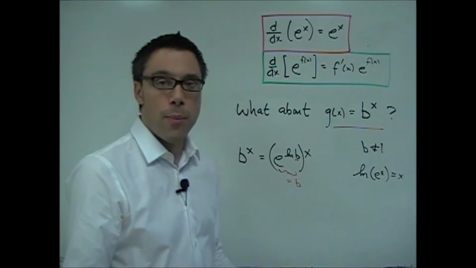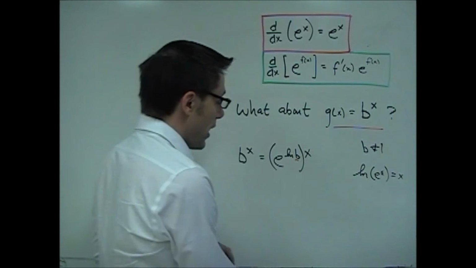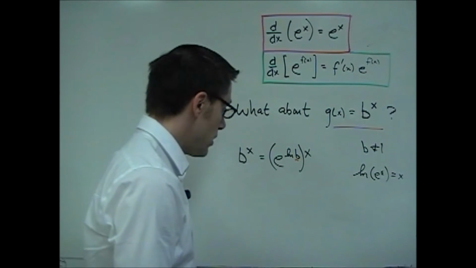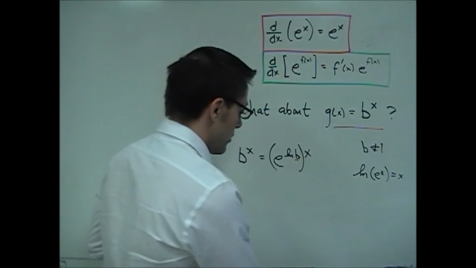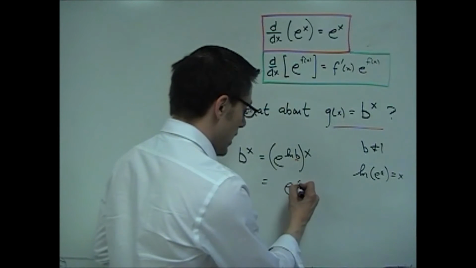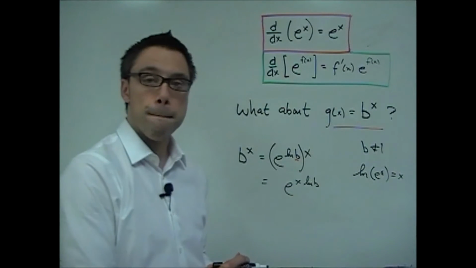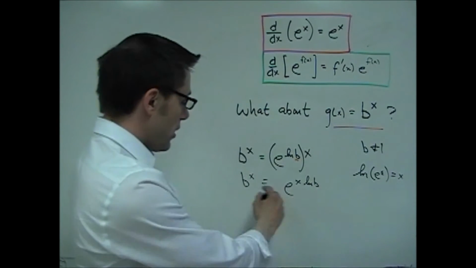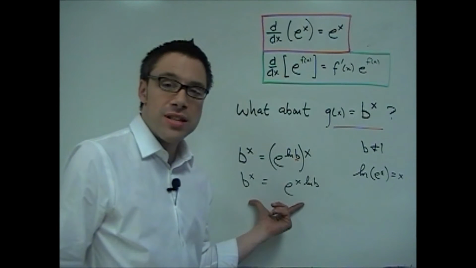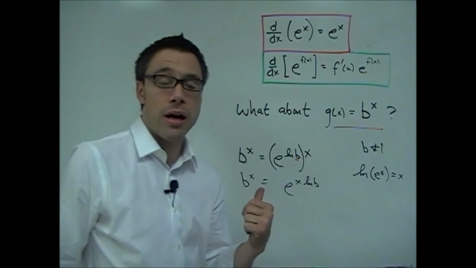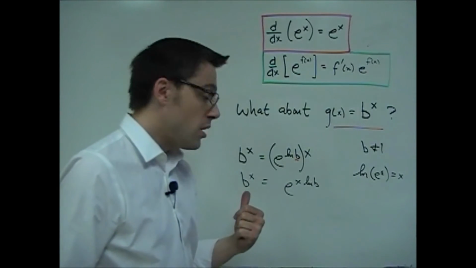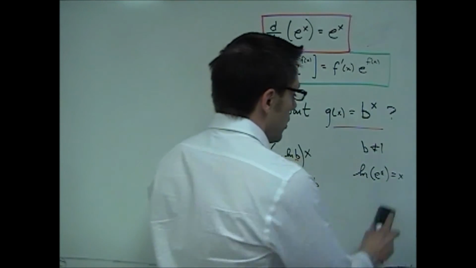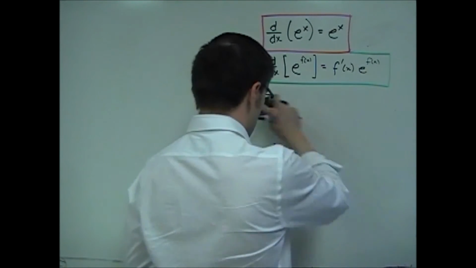And of course, we know from properties of exponentials that if I raise some exponential to a power, it's the same thing as multiplying the corresponding powers. So that means I could rewrite this as e to the x log b, the natural log b. All right, now I have my expression here, and I'm going to use the chain rule and what I know about derivatives of exponentials to get the derivative of the general exponential function b to the x.